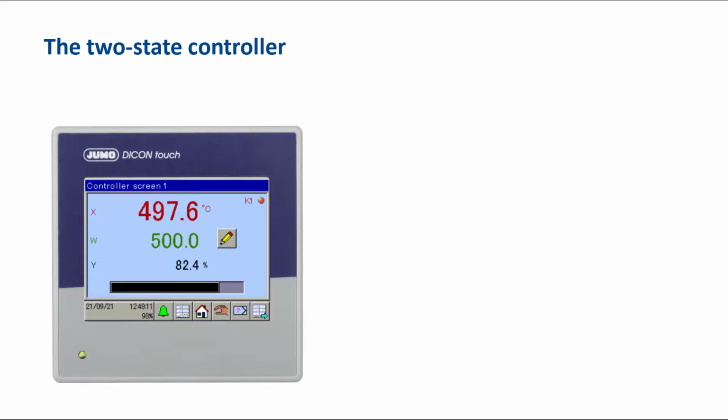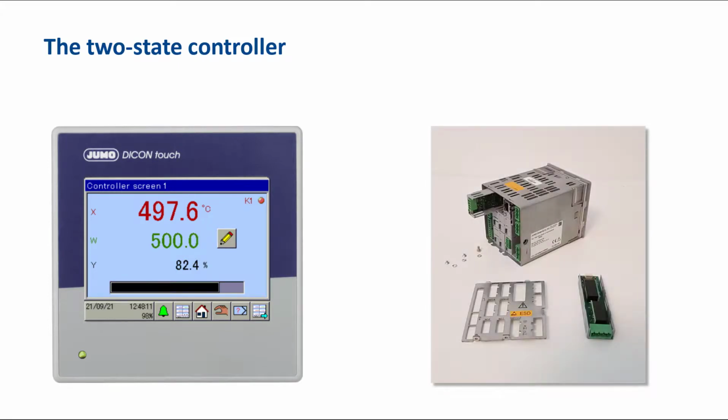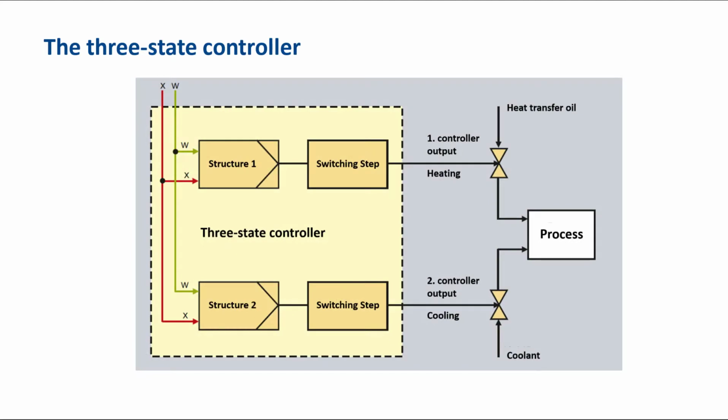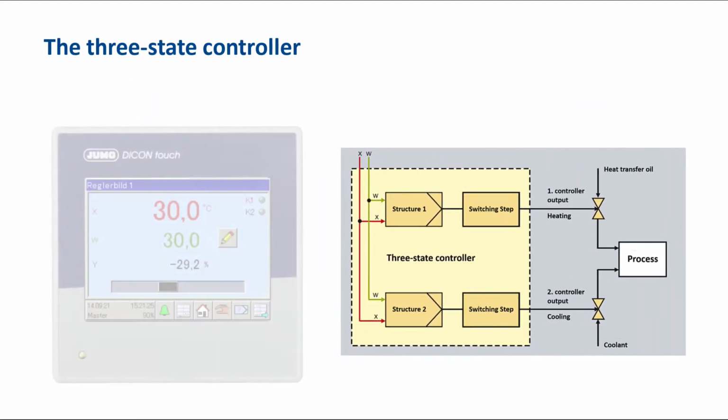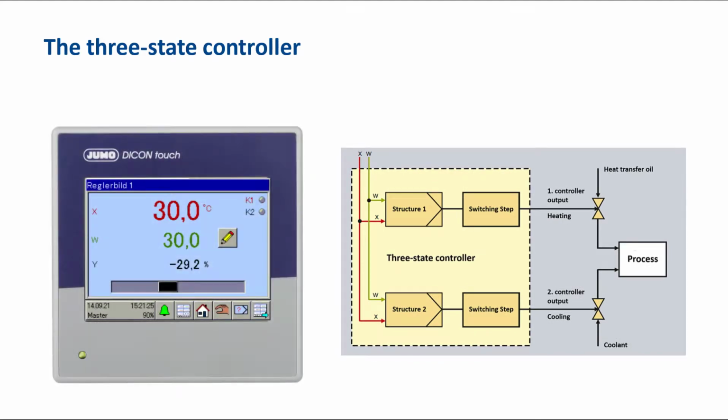Most controllers have a modular hardware concept. This means that the hardware can be adapted even after the controller has been received. Three-state controllers can also be configured to control two actuators. These controllers influence the actual value to higher values with a positive output level and to lower values with a negative output level. The controllers have a first and a second controller output. These are assigned to two hardware outputs.